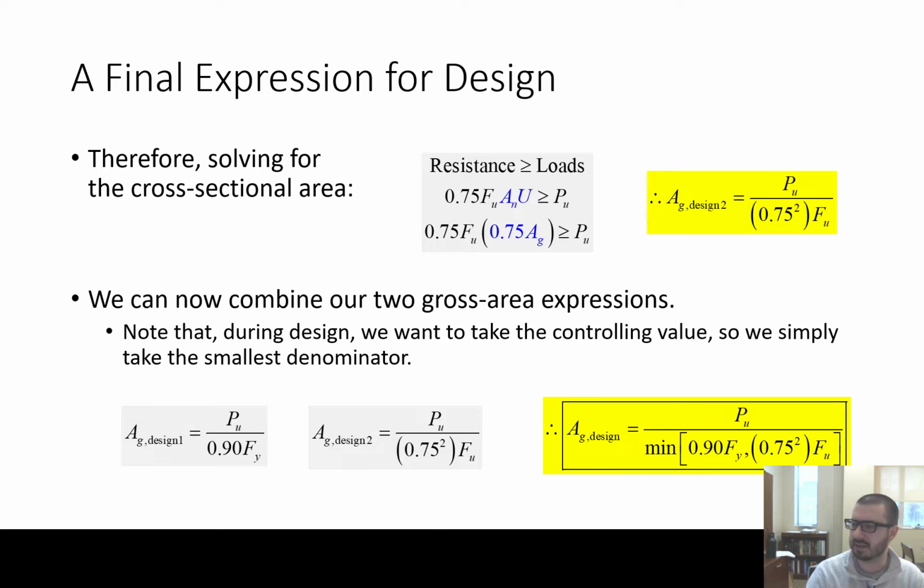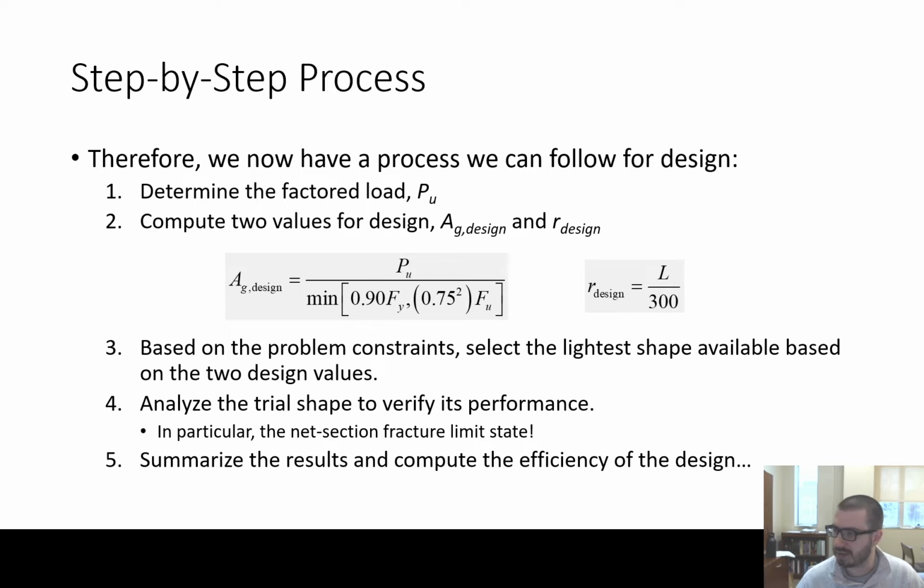The way that we select our member is we use our gross area requirements. Before, we were just looking at yielding. Now we're looking at yielding and fracture. In the denominator of that fraction, we take the minimum of those two terms, because the minimum of those two terms is going to yield the worst case area requirement. So here's our process. We factor our loads and compute our two design values. We then, based on the problem constraints and these two values, select the lightest shape available. We then analyze that shape and then summarize the results and compute the efficiency.